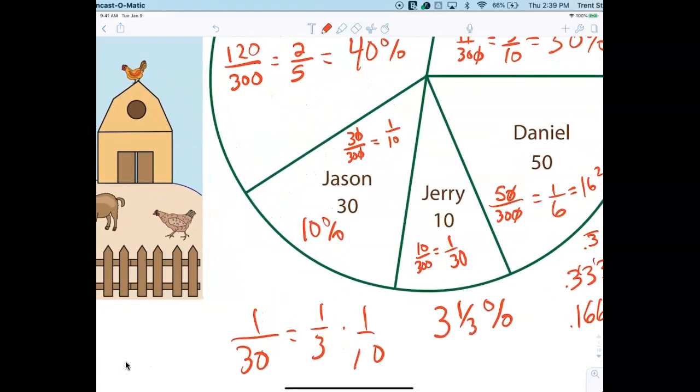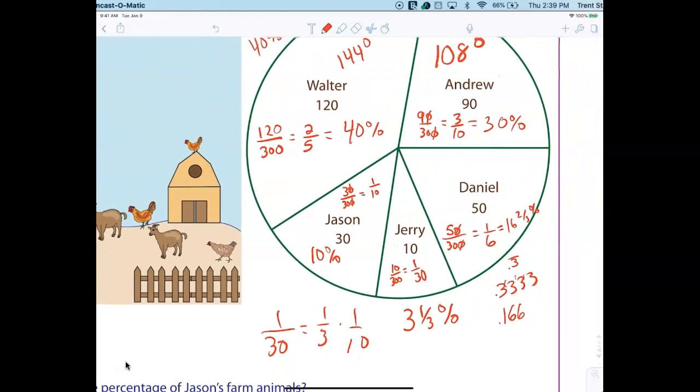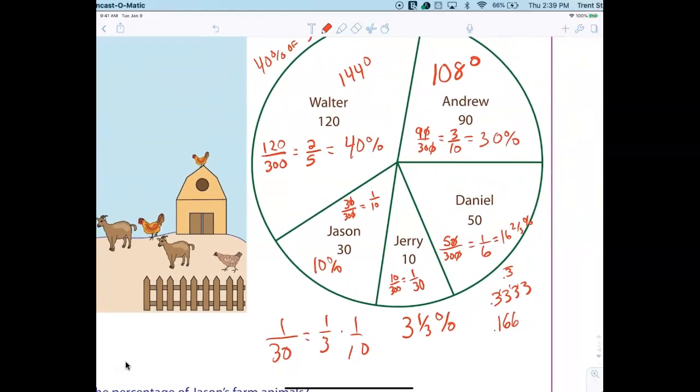Oh wait, I'm not getting it. Hold on a minute. I don't really get how you did 30% of 360. I don't get how you got Walter. 40% of 360. How do I do 40% on my calculator?